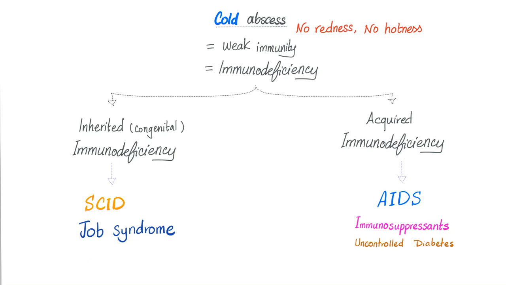How about Bruton agammaglobulinemia? Males. Severe combined immunodeficiency. Males. Job syndrome. Males. Wiskott-Aldrich syndrome. Males. How about HIV/AIDS? Males. If I have any of these, I can develop a cold abscess.